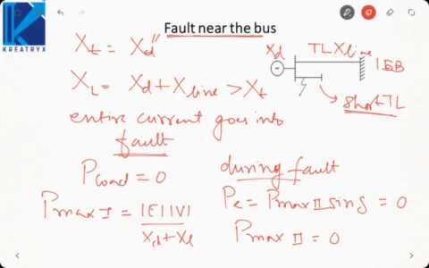Okay. What will happen when the fault is cleared, that is after the fault? How to clear the fault? There will be a circuit breaker here. We will open the circuit. So here we will have a circuit breaker.